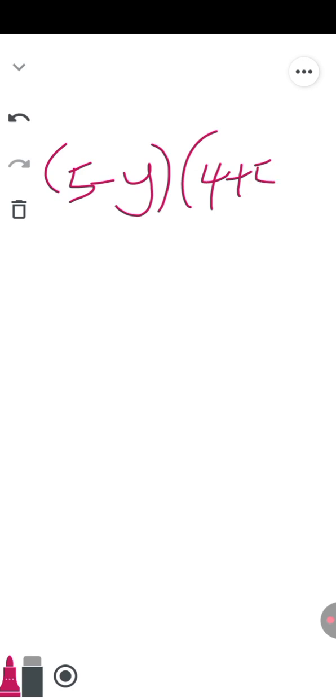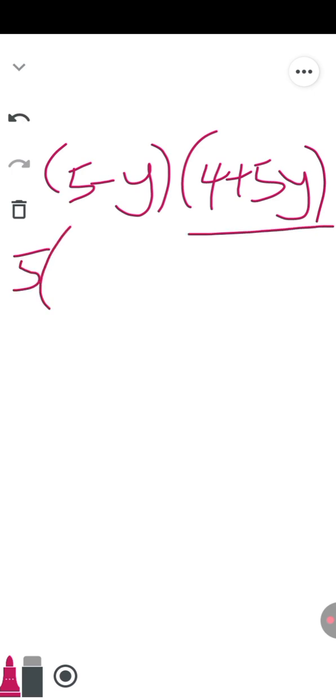What if I have 5 minus y times 4 plus 5y? It looks like the other one, right? So what do we do? The same thing you did. Pick this one, 5. Use it to multiply everything here, 4 plus 5y.